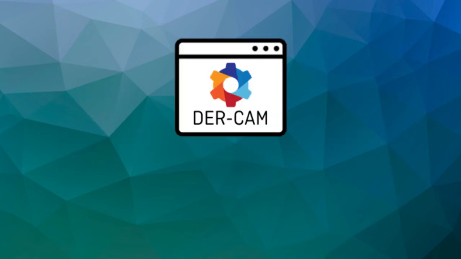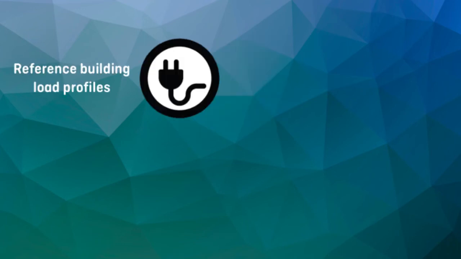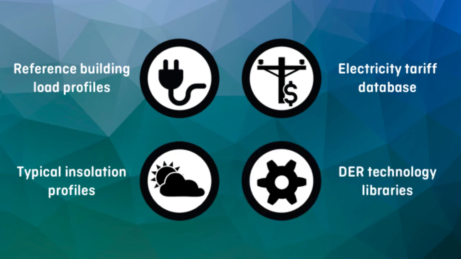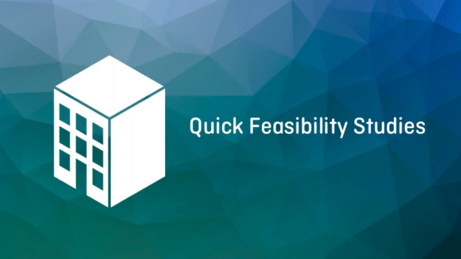Now that you're familiar with the basics of how the model works, let's get to the question of what you can do with DIRCam. DIRCam provides data libraries for typical building loads, solar insolation, electricity tariffs, and DER technologies to help you quickly construct new models, while offering you the option to customize any of these data fields. With DIRCam, you can build simple models for quick feasibility studies of single sites.